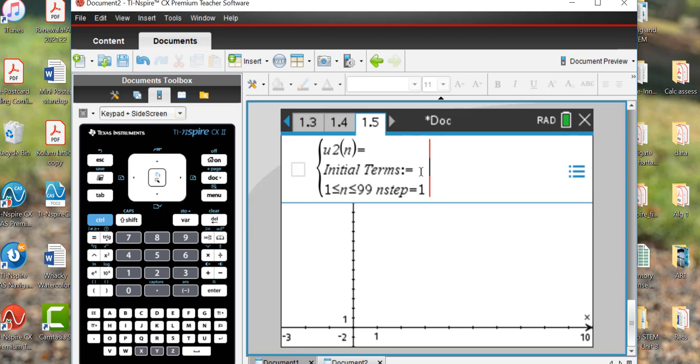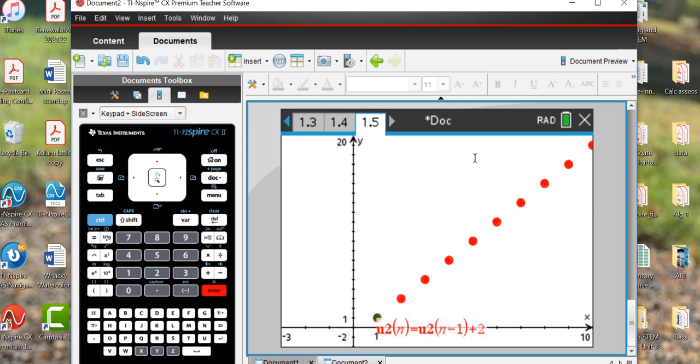Okay, so for recursive, we do have to tell where to start. So start at 1. Now we have to tell what to do to the previous term. So previous term plus 2. So I know this part's confusing. So instead of A, we use U. If we're wanting to enter in more than one sequence, we have to have numbering for that. So U1 and U2 and U3 and so on. Let's see if this is going to work. Boom.